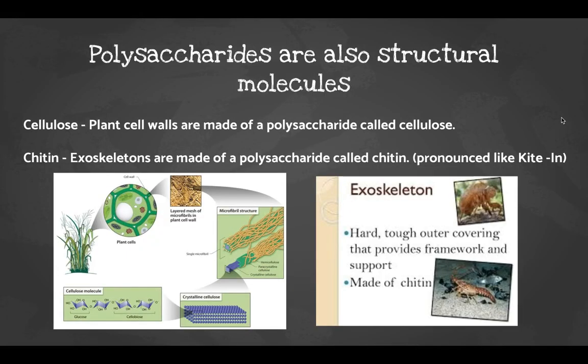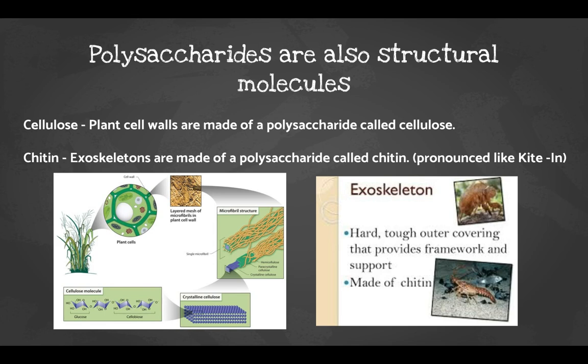Okay, polysaccharides: poly, many; saccharide, sugar. Many sugars are also structural molecules. We have cellulose, -ose, which means it's a sugar. And you know that this is the main component in a plant cell wall. So plant cell walls are made of this polysaccharide called cellulose. It's very strong, and that's what gives the plant its support.